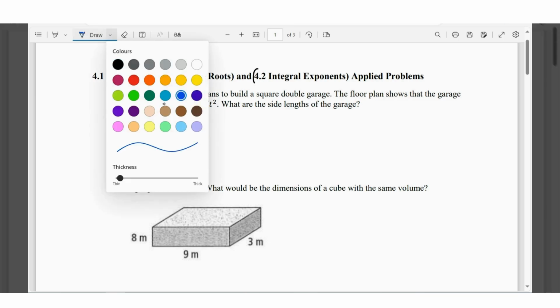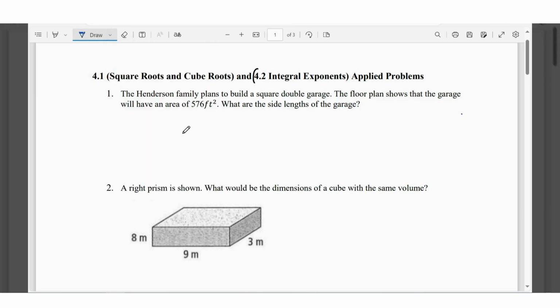So let's start. Number one, the Henderson family plans to build a square double garage. The floor plan shows that the garage will have an area of 576 feet squared. What are the side lengths of the garage? Even though it says it's a double garage, we're just going to assume it's a square. We know a square is a special rectangle where all the sides are the same, and it's given us the information that the area is 576 feet squared.